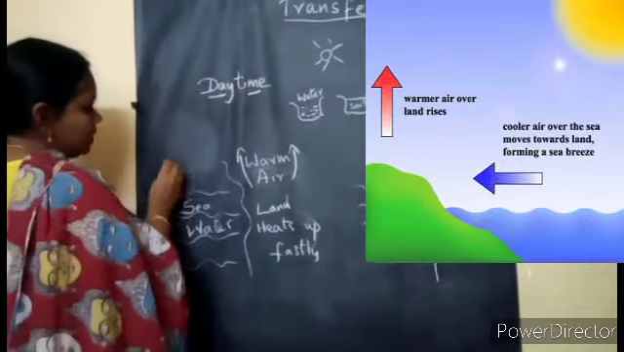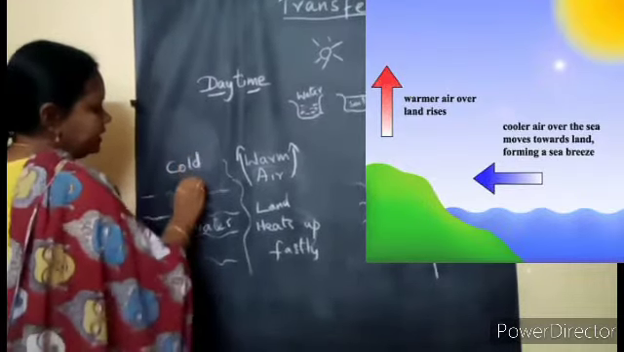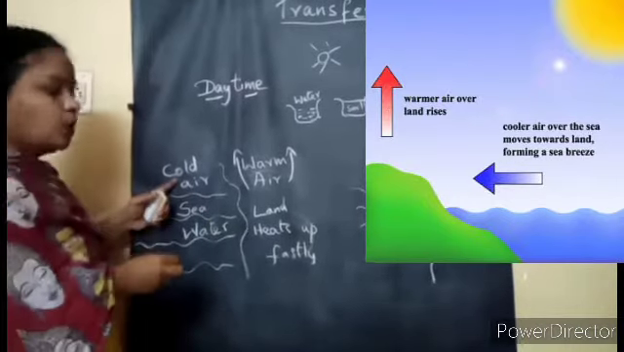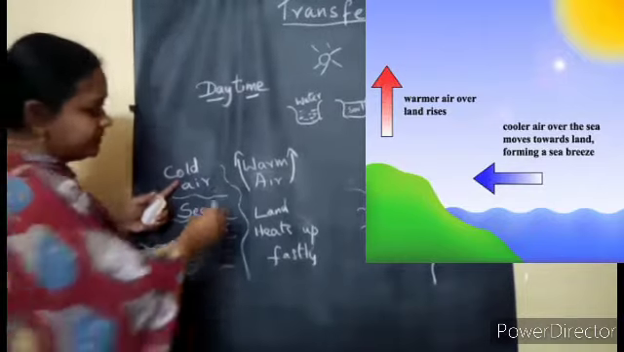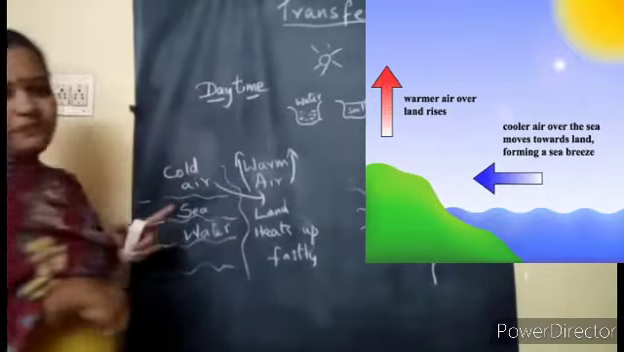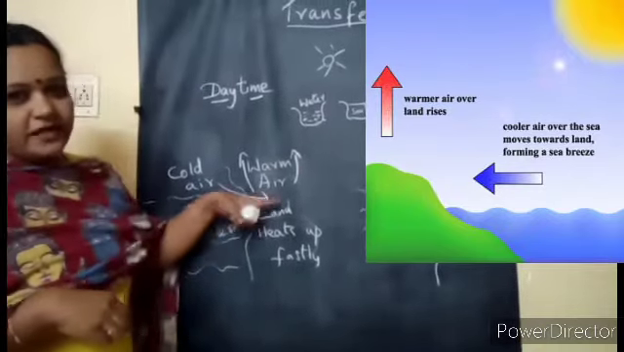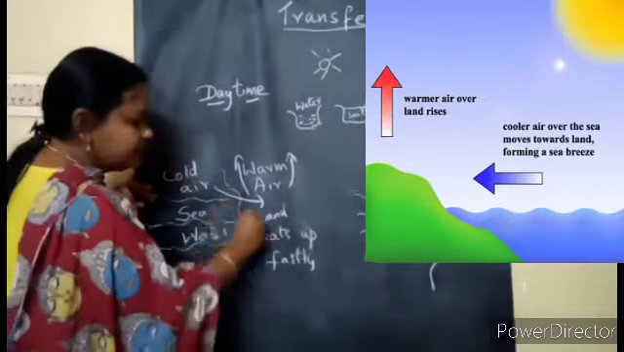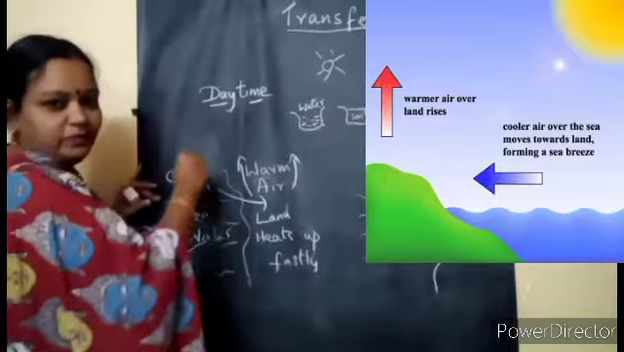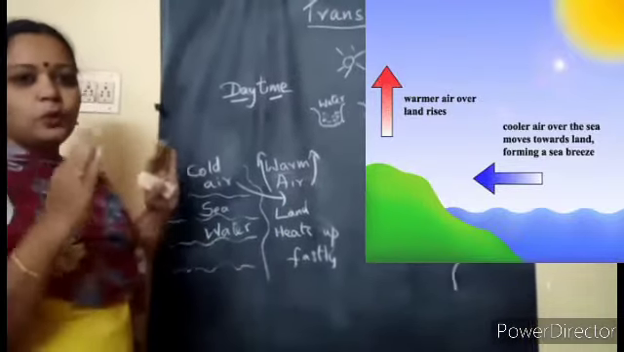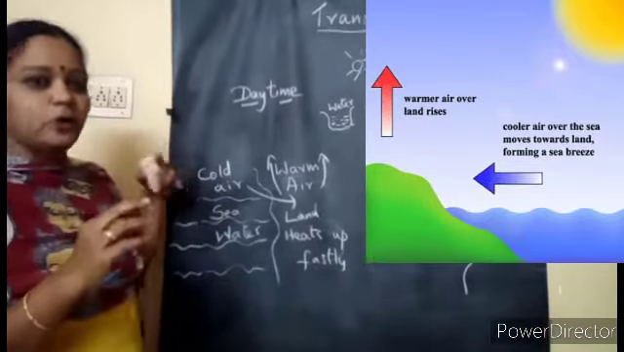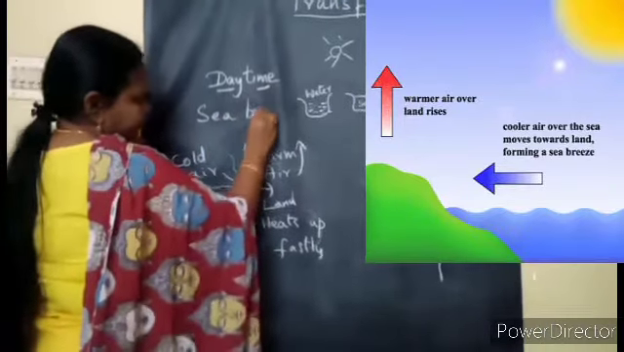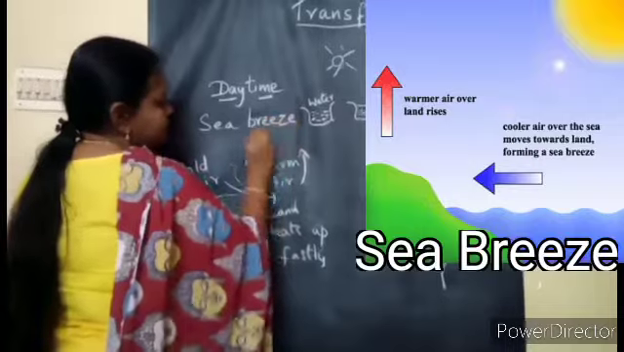Above the water, the air is still colder. So cold air, what will they do? As they are denser, they will come and occupy the place where the warm air has risen up and the empty space is there. So from the sea to land, this air movement will be there. That cool air which we receive in the daytime in the coastal areas is called sea breeze. Yes, moving air is also called breeze, right?